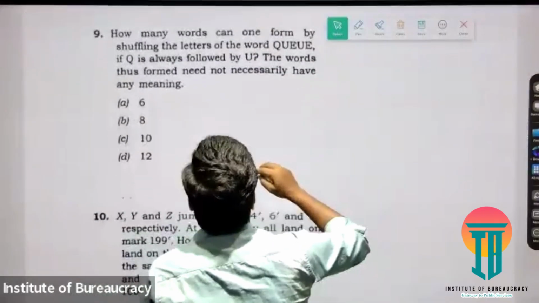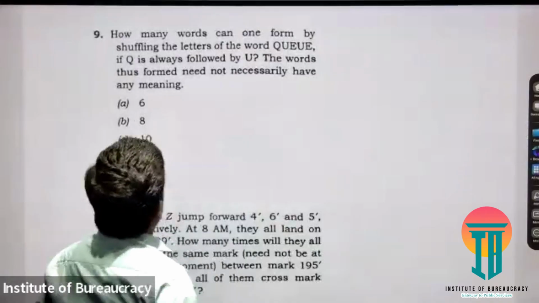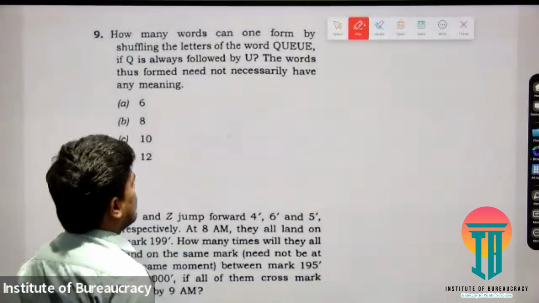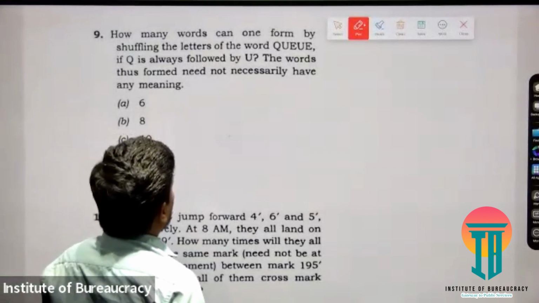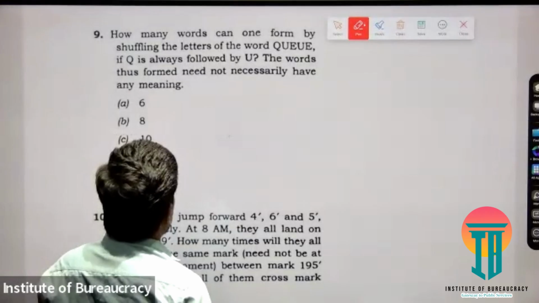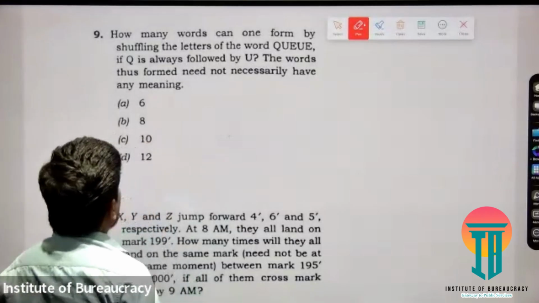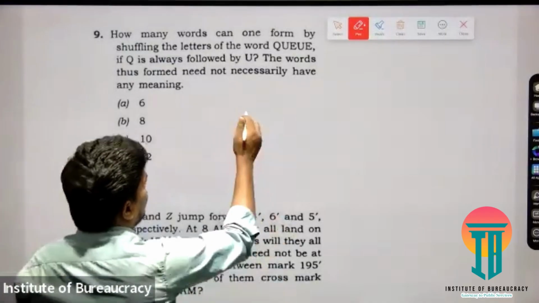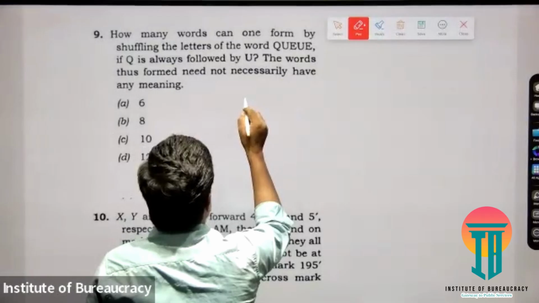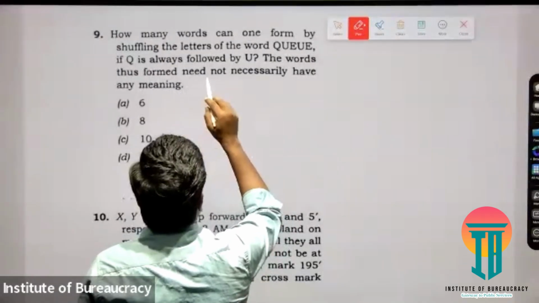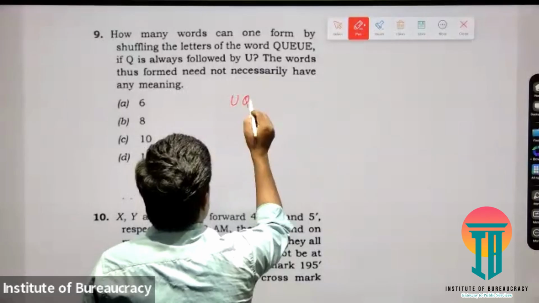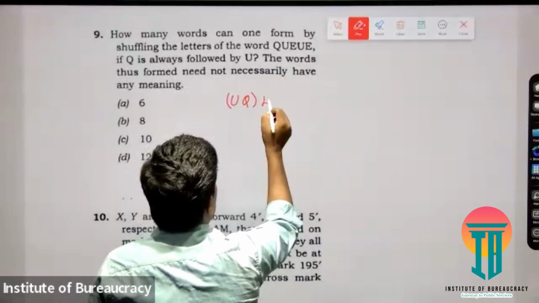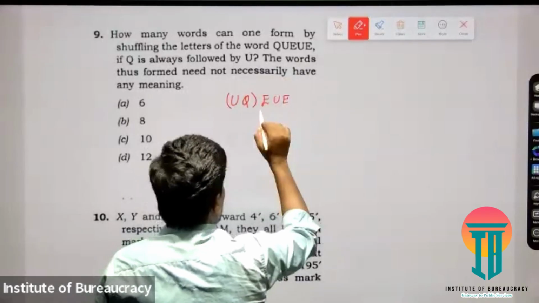The next one. How many words can one form by shuffling the letters of the word? Permutation based problem. If Q is always followed by U, the words thus formed need not necessarily have any meaning. Okay, fine. Q is always followed by U. So Q is going to come, and then remaining is going to be what? Leaving Q and U, E, U, E.